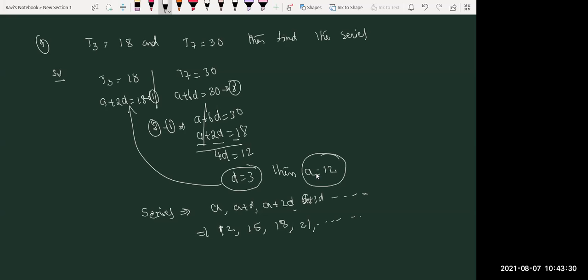They will deliberately try to confuse you. I also forgot to say this: this is a sequence. They will say find the arithmetic series. Series means what you write with plus signs in between. So, understand? Yes, sir.